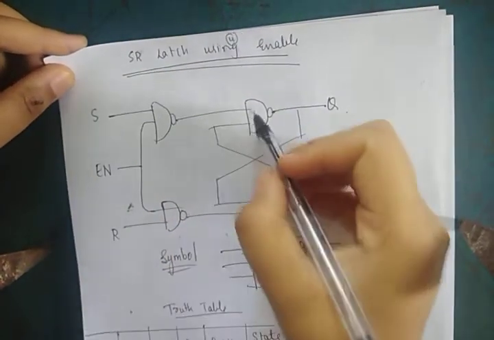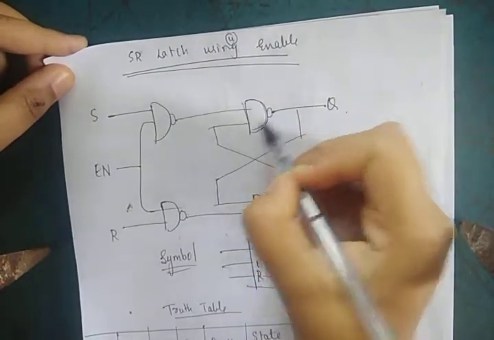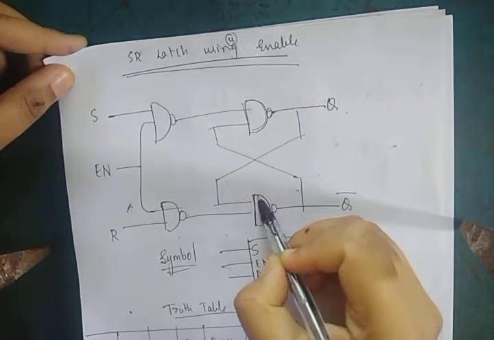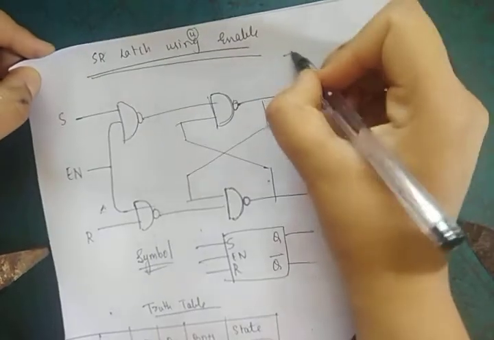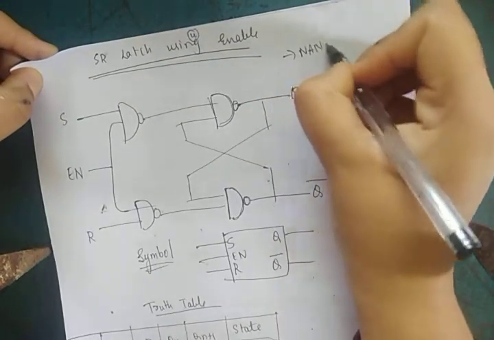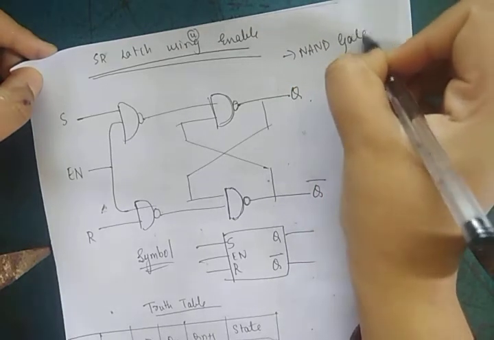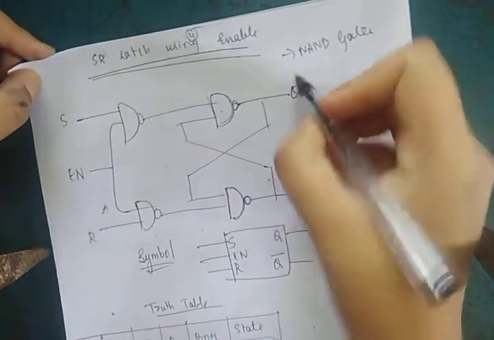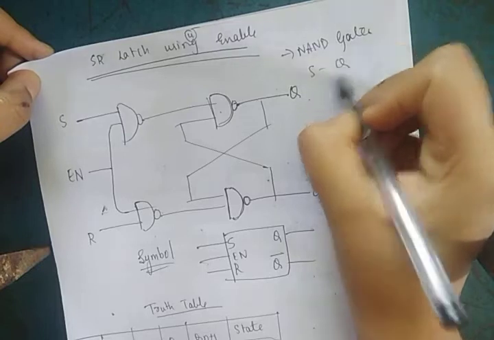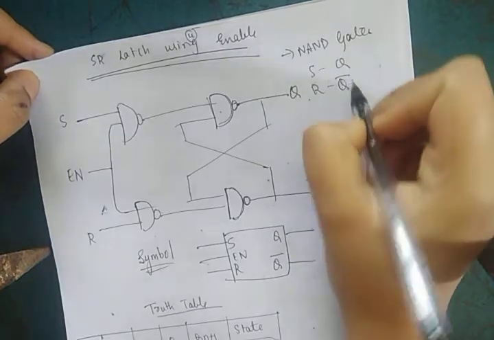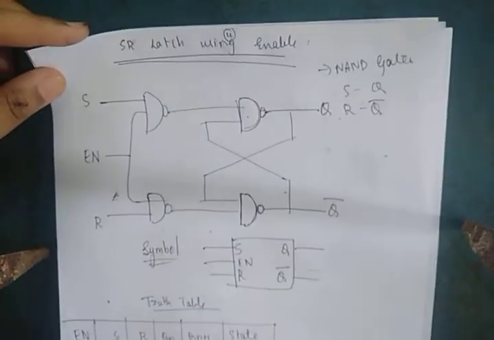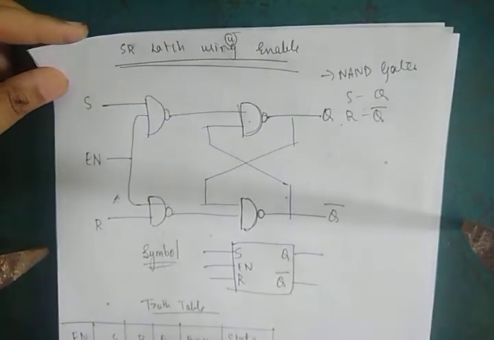So same here. As you can see, now I have used what? NAND gates. From now onwards, I'll be using NAND gates only. NAND gates are used where S is connected to Q, R is connected to Q bar. For explanation itself, I used the NOR gate. From now onwards, I'll be using this circuit.